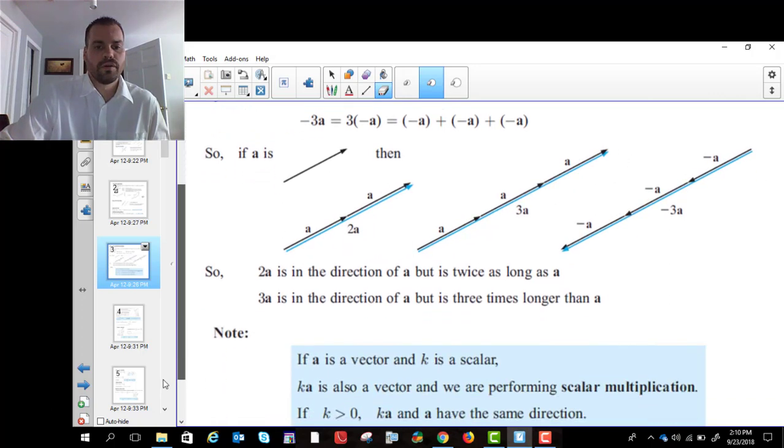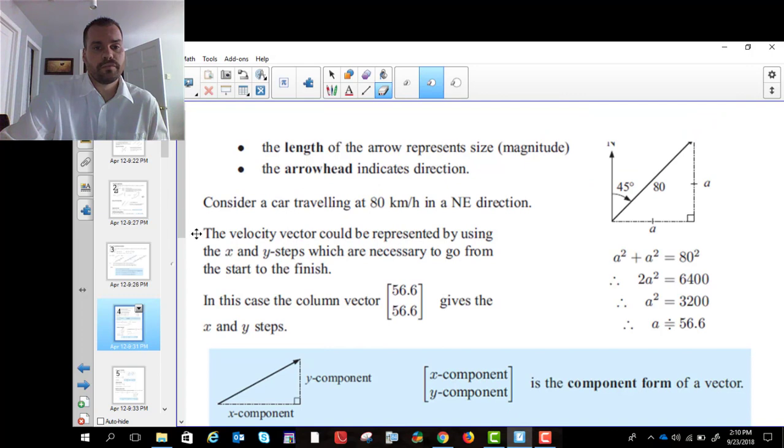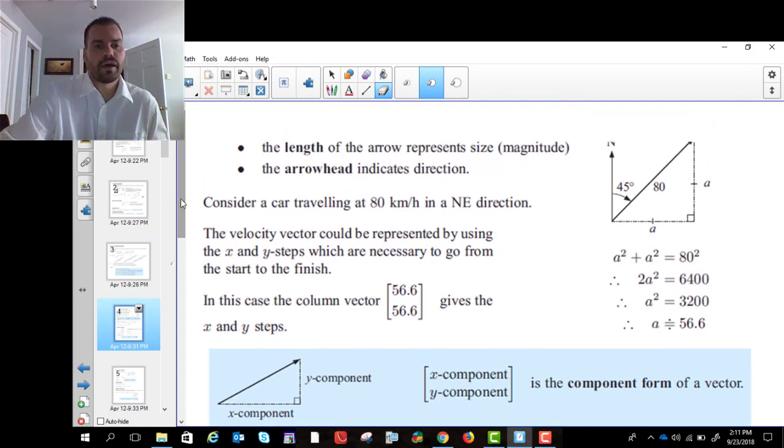Okay, so here's a little summary of that. Basically, if k is bigger than 0, then ka and a have the same direction, whereas if k is less than 0, then they have opposite directions. And ka is just twice the size or 3 times the size of a, whatever that vector happens to be. So then, okay, that's good, but how do I actually do them?